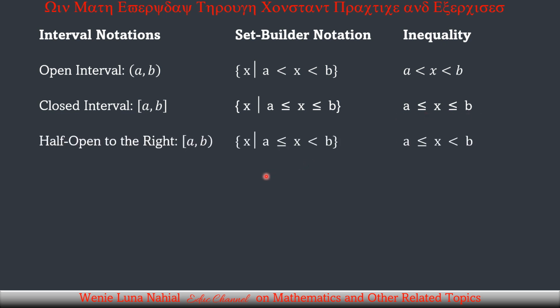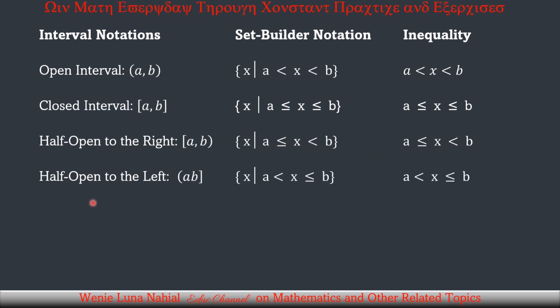Then we have the half open to the right. Half open to the right, meaning to say the open is on the right. So in this interval, our A is included, but B is not included. That's open. We do not know where it will end. So in set builder notation, we have this one, the set of all x such that our A is less than or equal to x, but x is less than B. Again, for the inequality, we simply take this and have it here.